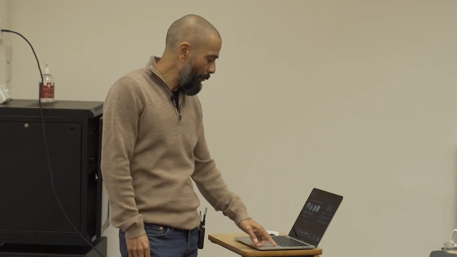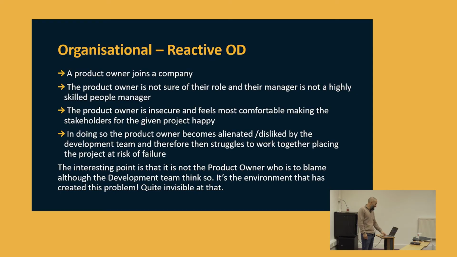Whereas I'm looking at it a bit differently, so I'm looking at it from the perspective of reactive. And it's reactive at a person level. And I've got some just made up examples that try and help you understand where I'm going with this. So the first example is a product owner comes into a company. Obviously, they're new to the company. Their manager isn't skilled, hasn't got the knowledge, as a people manager or people leader. So they're not backed up.